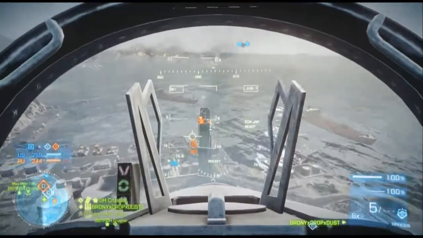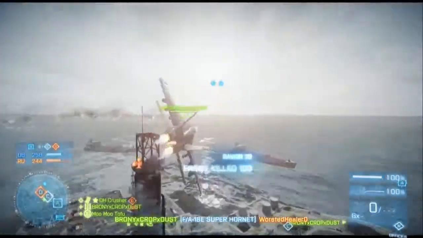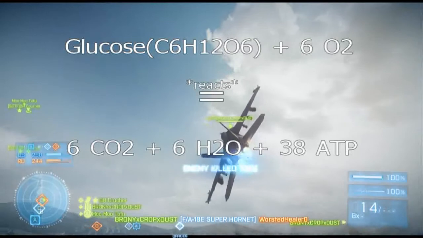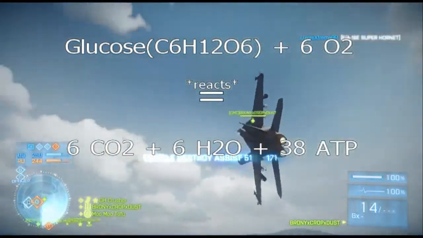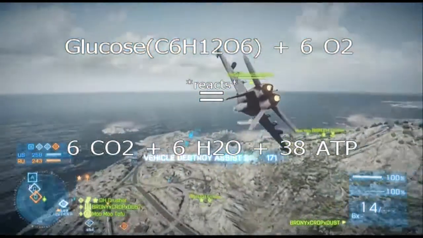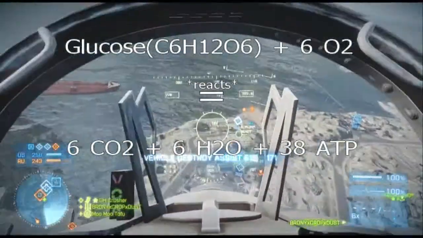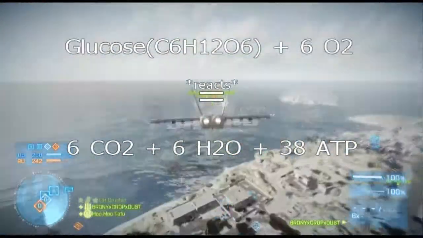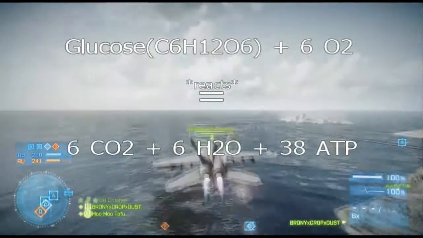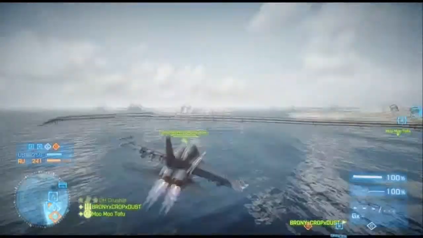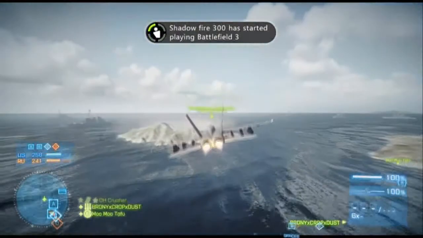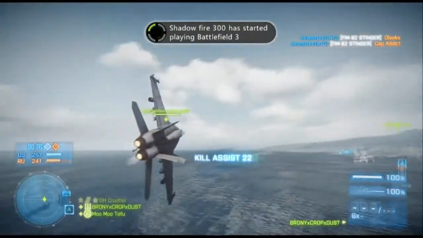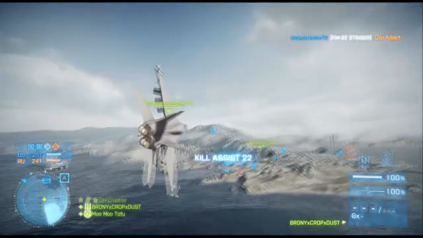Alrighty then, first let's go over a very basic overview of cellular respiration, which you all know as glucose, or C6H12O6 plus 6O2, which reacts to make 6 CO2 plus 6 H2O and 38 ATP. And it's an aerobic reaction, which means it happens in the presence of oxygen. But we're going to go a bit deeper than that.